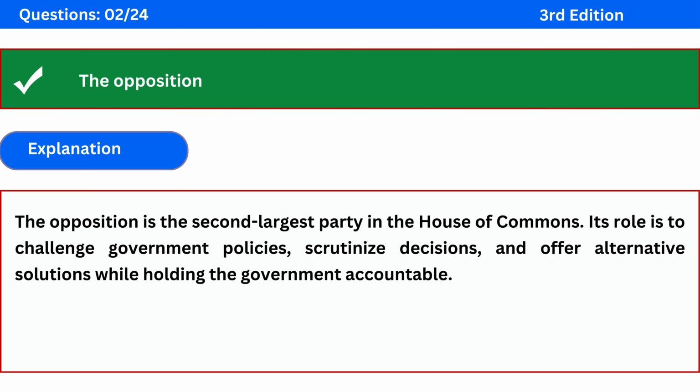The correct answer is the opposition. Explanation: the opposition is the second largest party in the House of Commons. Its role is to challenge government policies, scrutinize decisions, and offer alternative solutions while holding the government accountable.